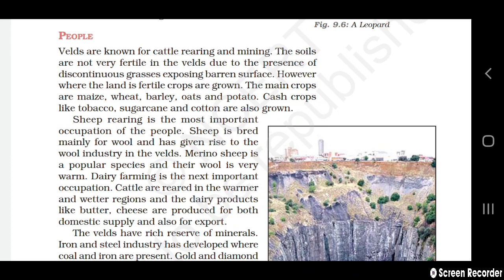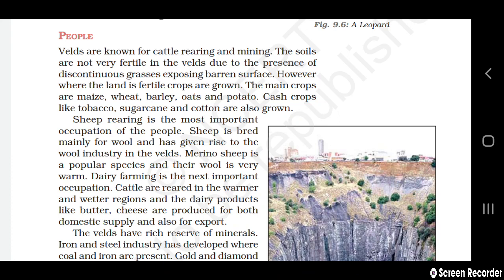The soils are not very fertile in the fields. Due to the presence of discontinuous grasses, the barren surface is exposed, so the soil is not fertile for agriculture. However, in places where the land is fertile, they grow some crops.